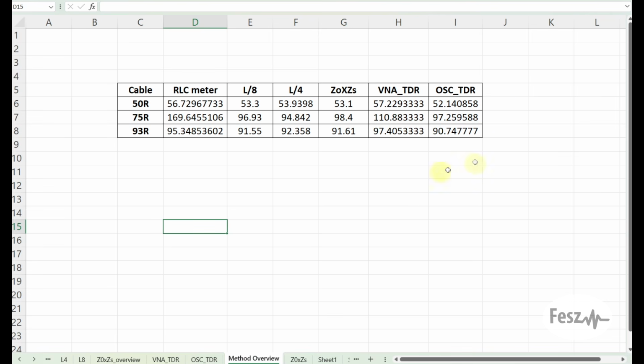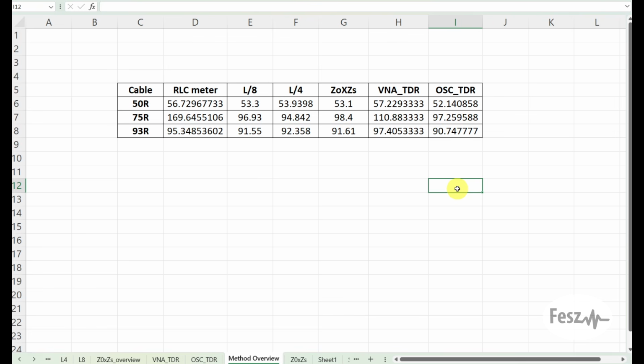So, with all of the measurement methods tested, let's look at all of the results side by side and try to decide which is better. This is the overview table with all of the techniques we looked at today: the RLC method, eighth of a wavelength method, quarter wavelength method, the multiplication of the open circuit and short circuit impedance, TDR performed with the VNA, and TDR performed with the oscilloscope.